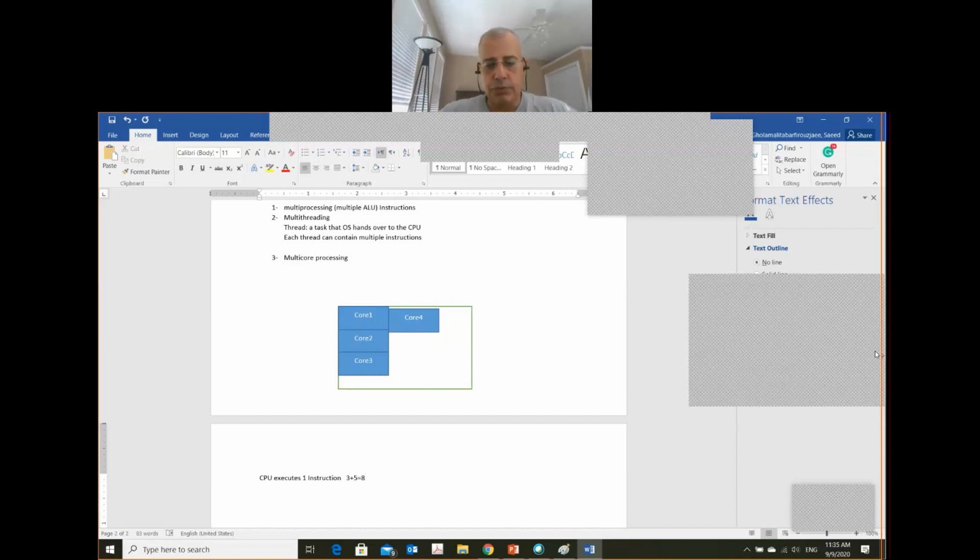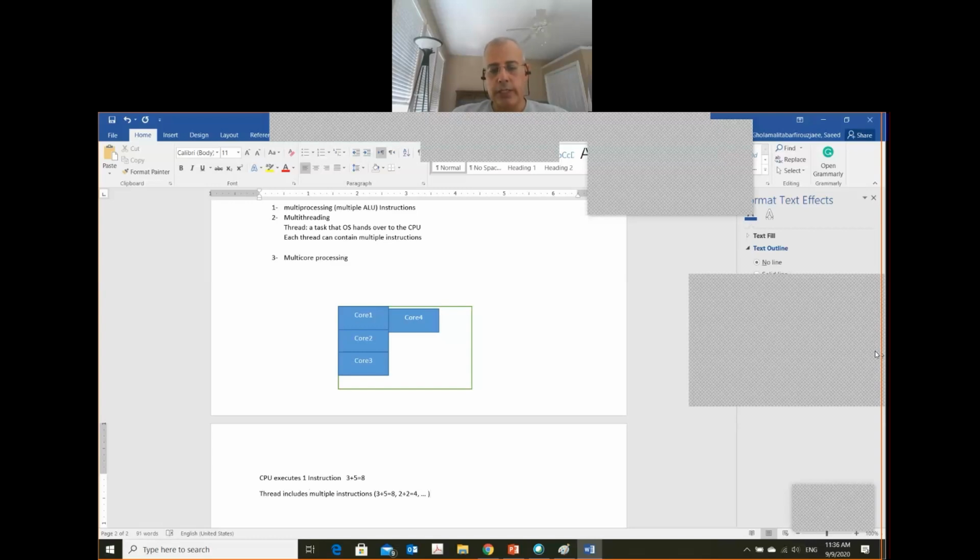But we want to raise the performance or the speed of our CPU. One way is to put instructions together and process multiple instructions at a time. We can define threads. A thread includes multiple instructions, which means each thread can have something like this: 3 plus 5 equals 8, 2 plus 2 equals 4, and so on. Multiple instructions within a thread. Okay?